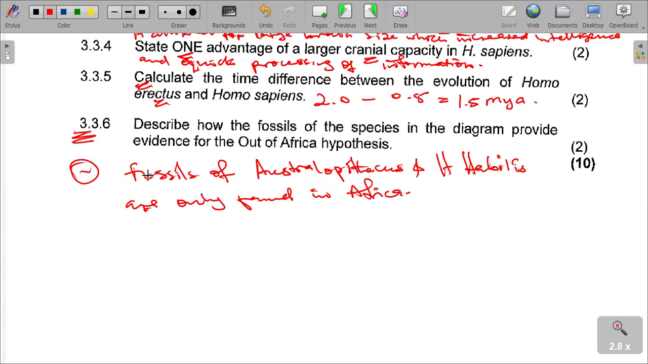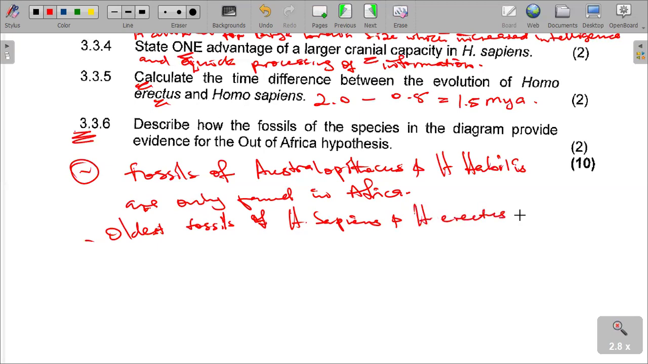That's one thing that we should understand again. And then the oldest fossils of Homo erectus and Homo sapiens are only found in Africa also.